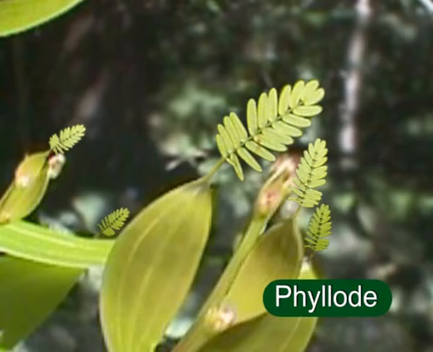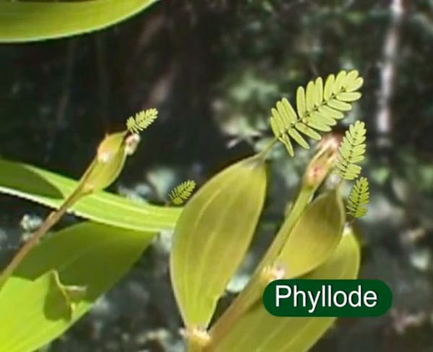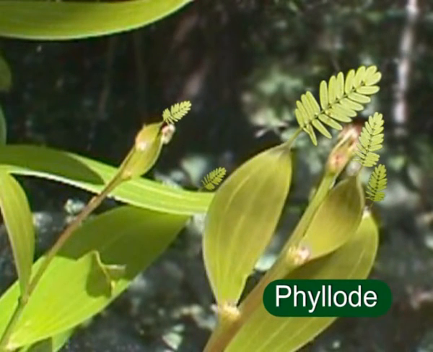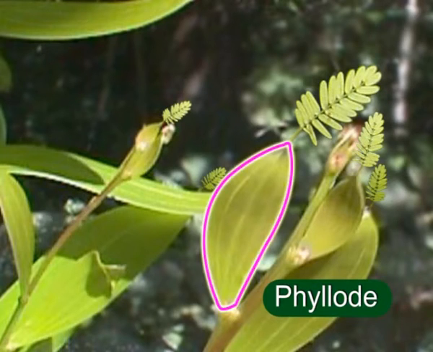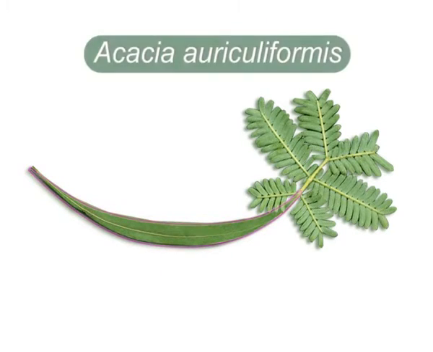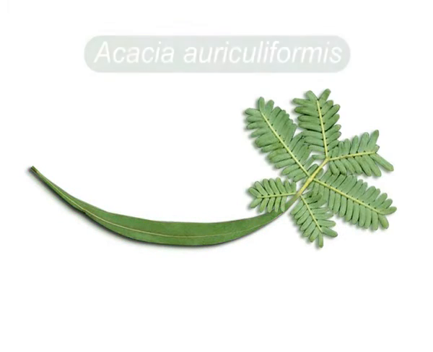Another type of leaf modification is a phyllode. When the petiole of a leaf gets modified into a flattened green leaf-like structure, it is known as phyllode. These flat green-colored structures perform photosynthesis and other functions of the leaf. In case of Acacia auriculiformis, the petiole is modified into phyllode, as shown in the visual.